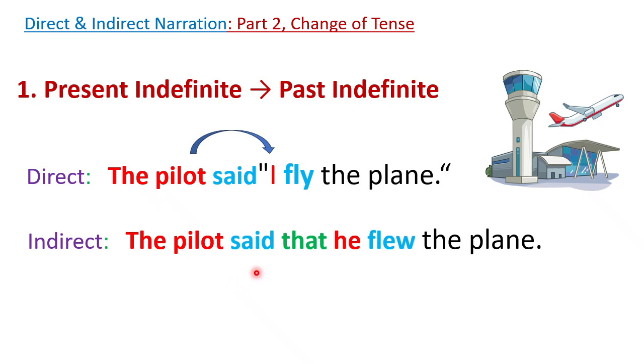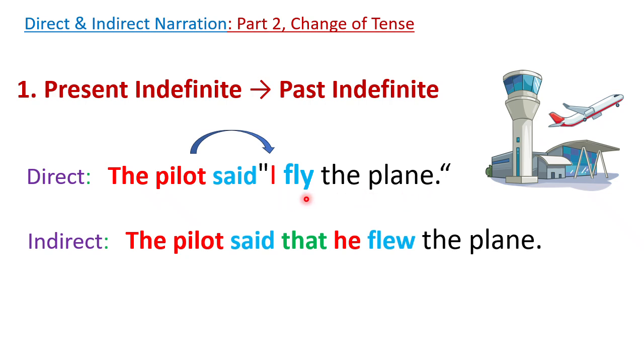Now, if we start today's lesson, which is about the change of tense, the first rule is that present indefinite changes into past indefinite, right? So remember that we have the direct narration. That simply means that in inverted commas we have the words which came out from the lips, from the mouth of a person. So these are the exact wordings inside the inverted commas.